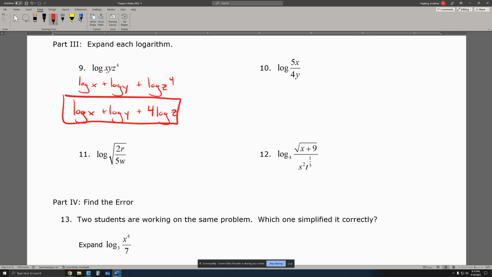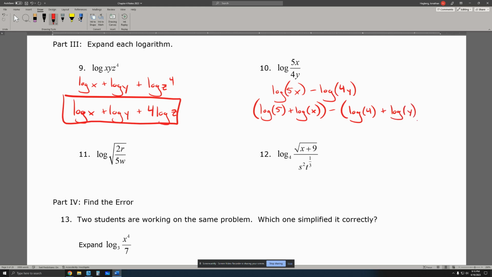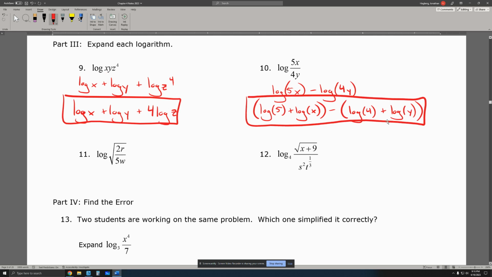Number 10, we have a couple products and a quotient. So let's start with the quotient. This is equal to log of 5x minus log of 4y. Now we've got these products, so log of 5 plus log of x, and that whole thing is subtracting log of 4 plus log of y. These parentheses are important here, because we want to subtract that whole denominator, this whole grouping here, we have to include those parentheses.